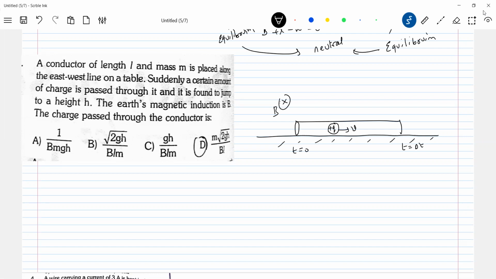Then due to this flow of charge, will there be any flow of current? As it is some average current, we can define I is equal to Q by delta T. So now the BIL force will act on it.